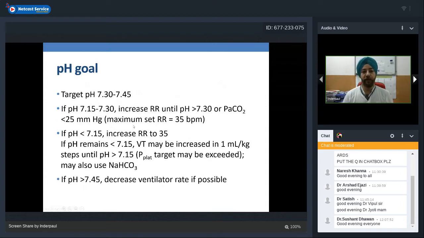However, if you are not able to maintain a pH of more than 7.15 despite everything and you are exceeding your plateau pressure targets, then you may use soda bicarb or you may do other strategies. Mind you, we do not want to achieve a pH of more than 7.45 and if possible decrease the ventilatory rate if you find such a pH.